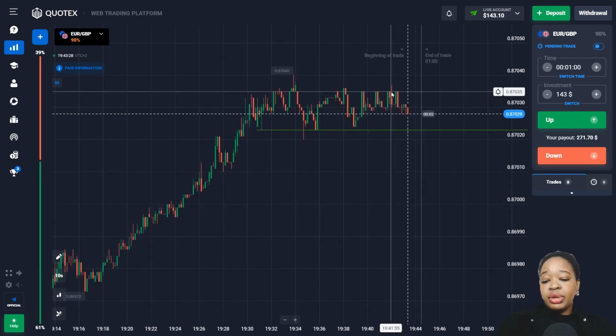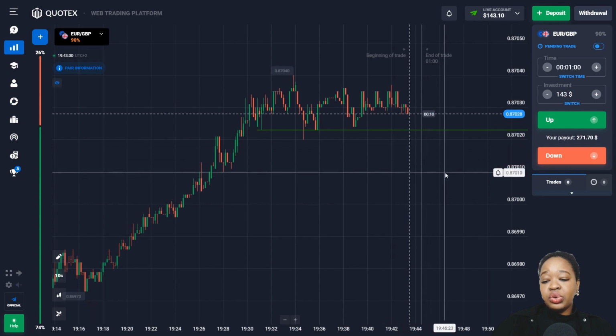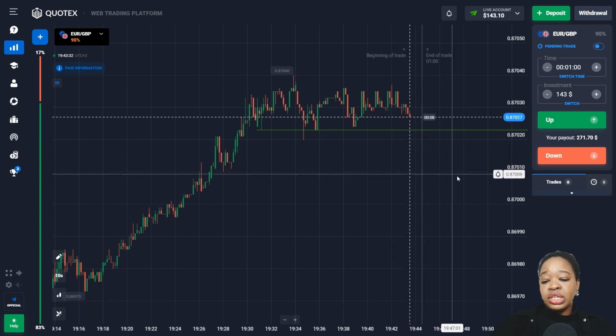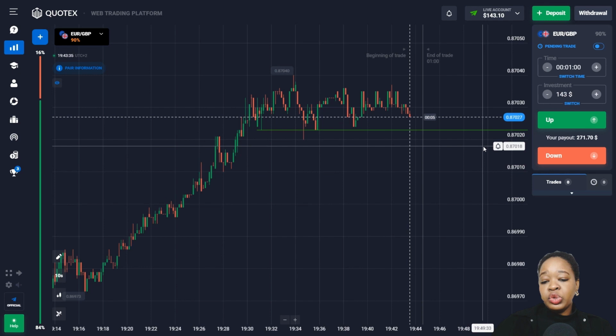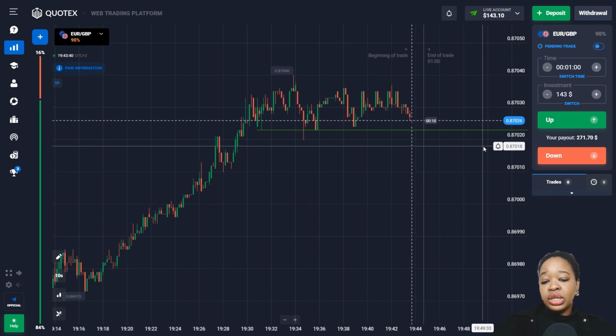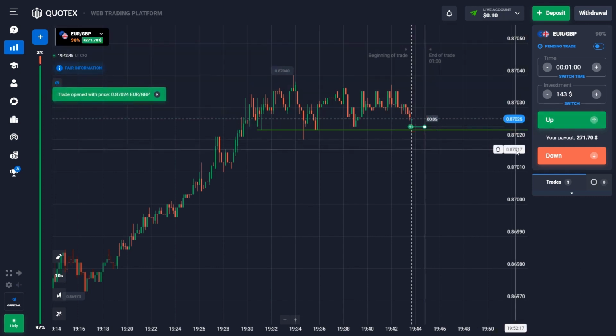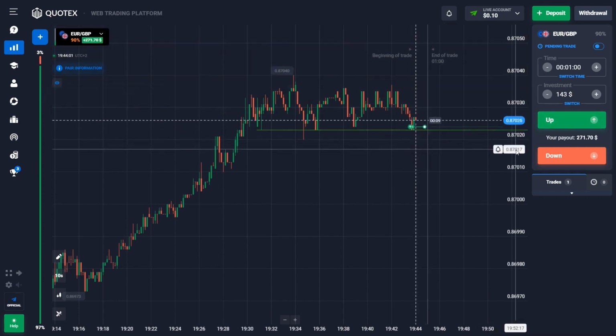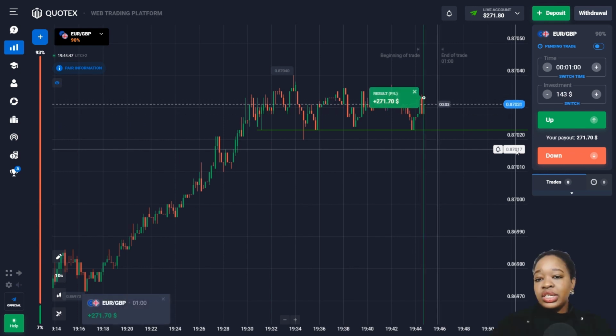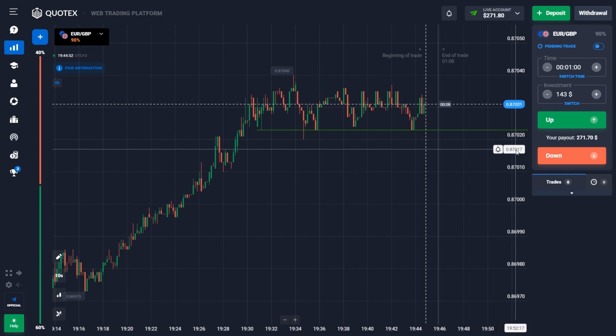Well, here you can see that the price is moving in the flat zone, and I'll base this trade on the support level. So here I'm going to open a trade basing on the approach of this level, which it is doing. So now I'm going to enter the market with an up trade for 1 minute. So as you can see, the entry point was very good and I got very good profit.